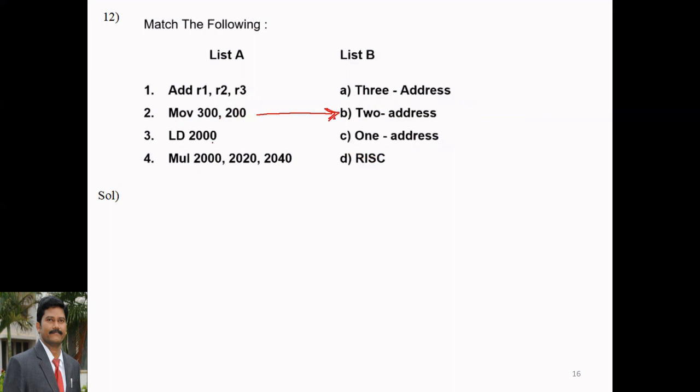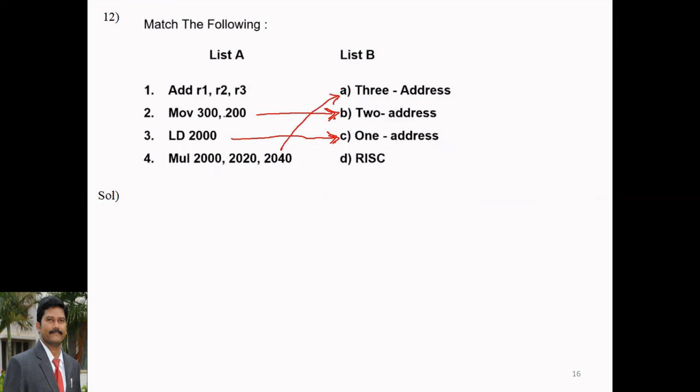Now load 2000. What is the meaning of this instruction? At the 2000 location, some data is available in the memory. That data is loaded to the accumulator. Okay, the accumulator is the default here, that's why it is a one address instruction. And if we observe this one, multiply 2000, 2020, 2040, that means the data at these two locations is multiplied, and the result is stored in the 2000 location. So now it is a 3 address instruction.